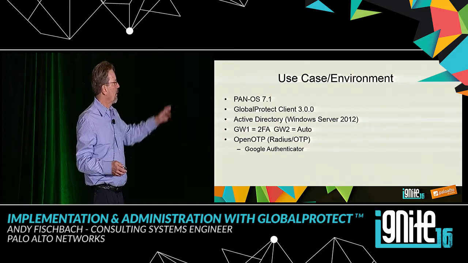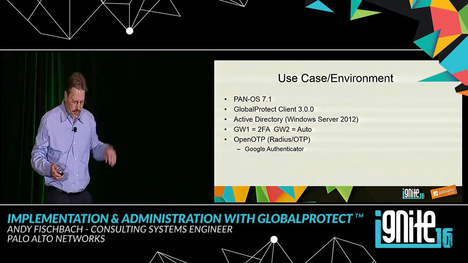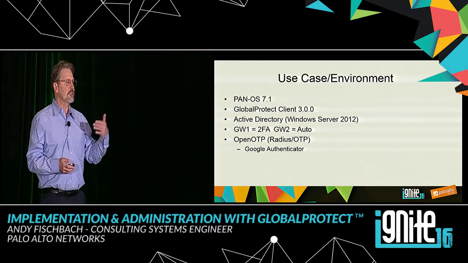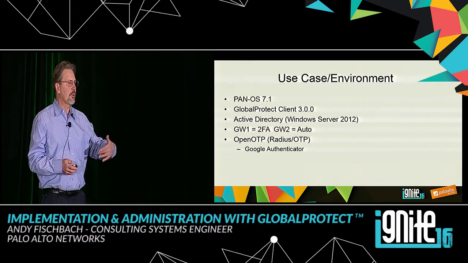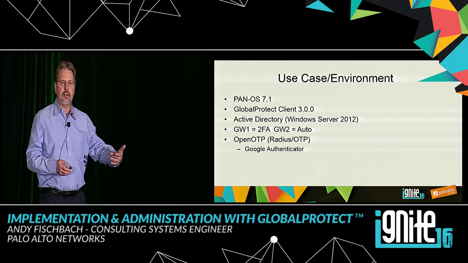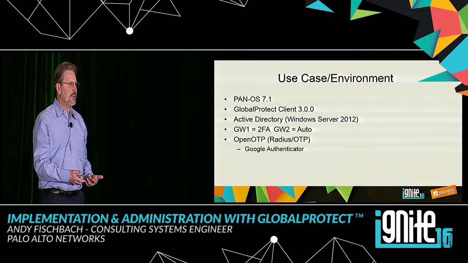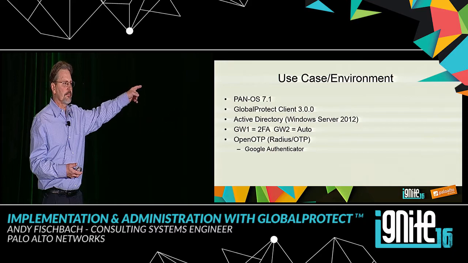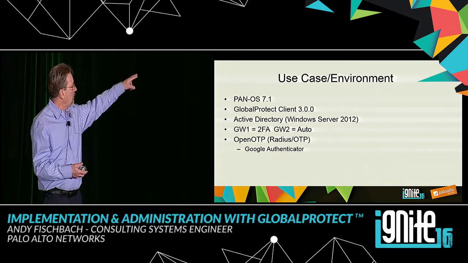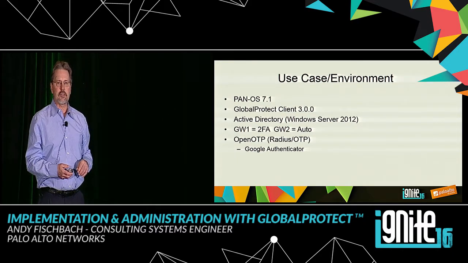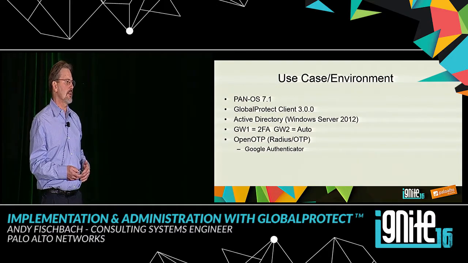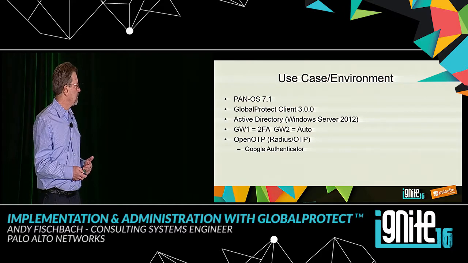I'm going to show you 2 different gateways. Gateway 2 is an auto-selected gateway. In other words, I'm using single sign-on here. When the user authenticates to their Windows machine, it will automatically authenticate them to gateway number 2. Gateway number 1 will be manually selectable, and gateway number 1 will have two-factor authentication associated with it.